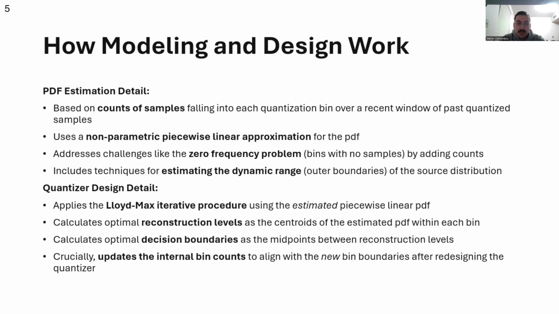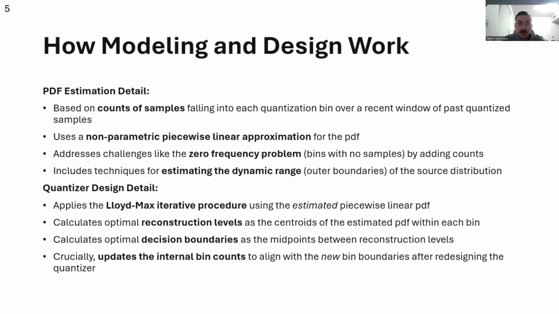For PDF estimation, the algorithm uses the counts of how many past quantized samples fell in each quantization bin over a certain memory window. It then constructs a non-parametric piecewise linear approximation of the source's PDF based on these counts and the current bin boundaries.